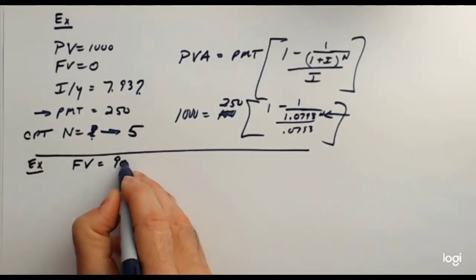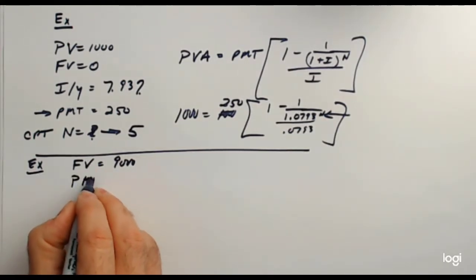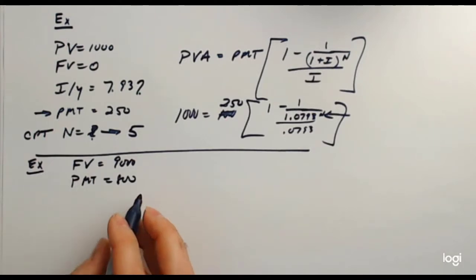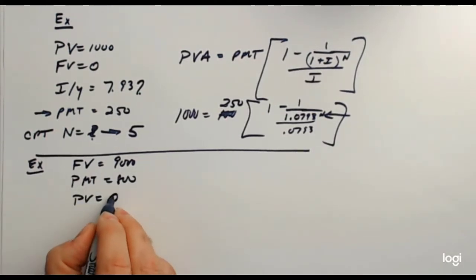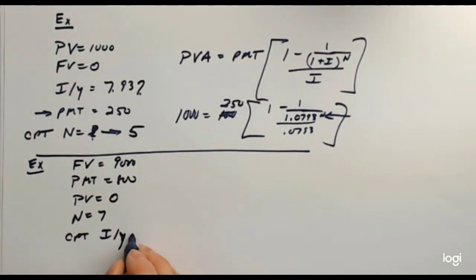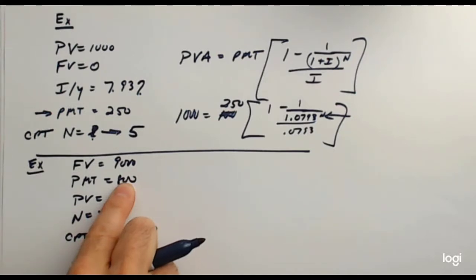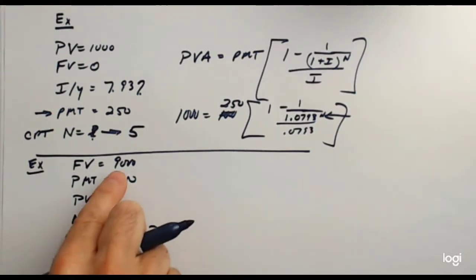Let's just say it's $9,000. Let's say the payments are $800. Let's say the present value is 0. Let's say n is 7. And we want to compute I/Y. In other words, what is the interest rate that takes this $800 over 7 periods and brings it up to $9,000?